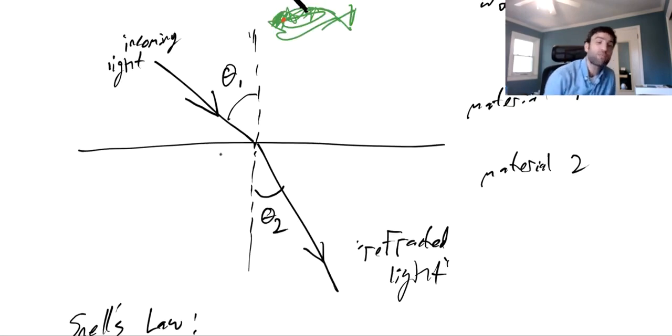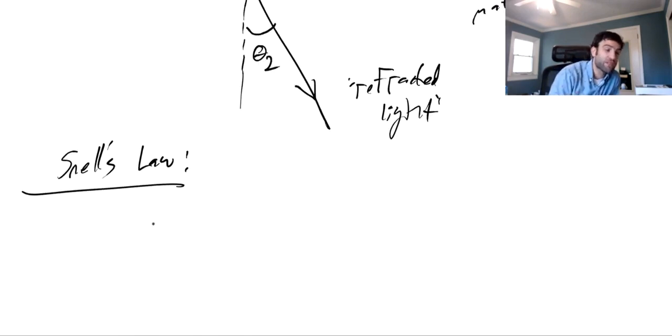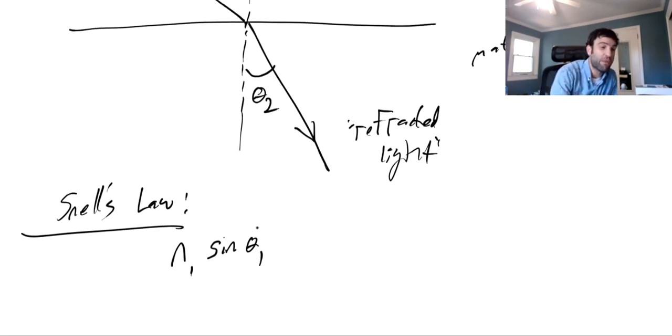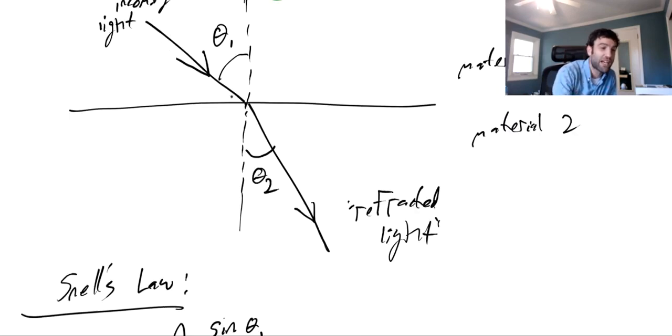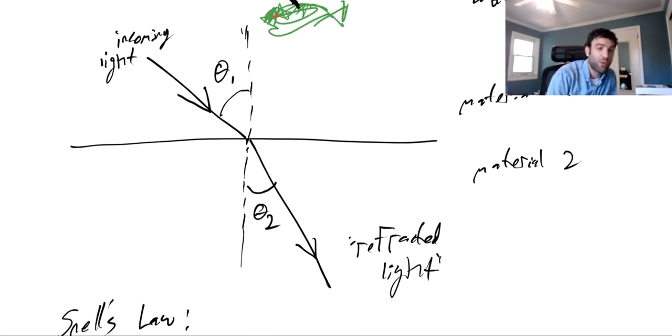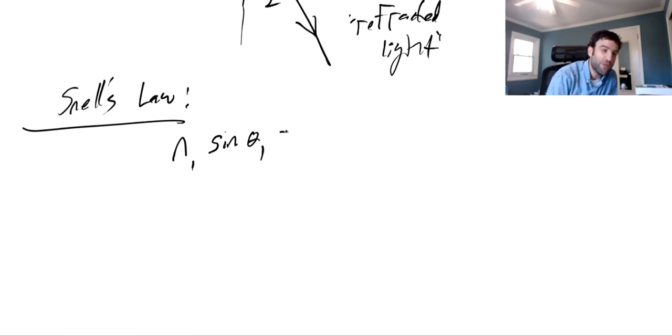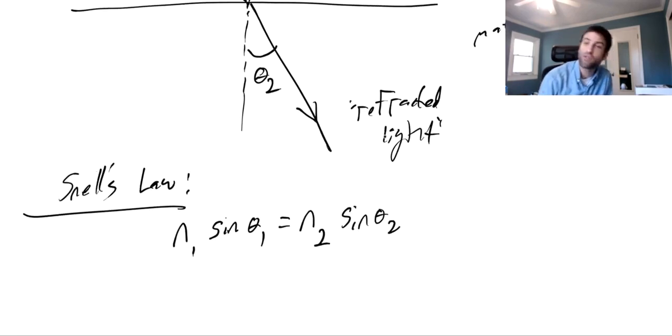Snell's law gives a precise mathematical relationship between these angles that the light makes with respect to the surface and how fast light can move through these different materials. So Snell's law says the index of refraction in material 1 multiplied by the sine of the angle that it makes on material 1's side of the surface, so n1 times sine theta 1, is going to be equal to the index of refraction in the other material multiplied by the sine of the angle that it's making over here, n2 times sine theta 2.